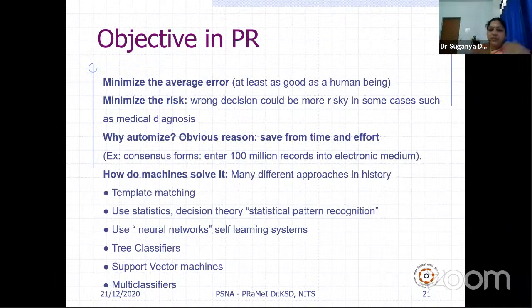So tree classifiers and support vector machines are for classifying the yes or no type of thing, that is, whether cancer is there or not. We are going for SVM, support vector machines, and multi-classifiers. If you are going for the binary, yes or no type, we will be using SVM as the benchmark, and multi-class SVM is there, which is grouping more than 2 classes. Say for example, what kind of disease it might be.